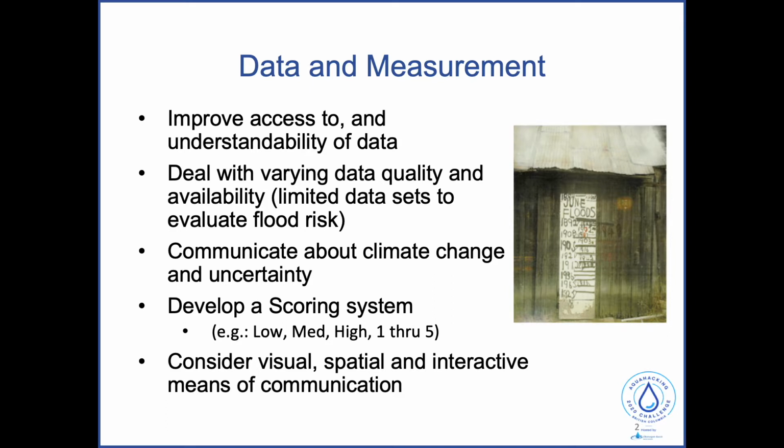So to better communicate, there are many different aspects here. We need to improve access to and understandability of data. We need to deal with varying data quality and availability. In many cases, there are limited data sets available to evaluate flood risk, and there are significant gaps. We need to communicate about climate change and the uncertainties related to not only climate change, but hazard, vulnerability, exposure, and risk. One concept is to develop a scoring system of low, medium, high risk, or a numeric rating scale. And again, to consider visual, spatial, and interactive means of communications.